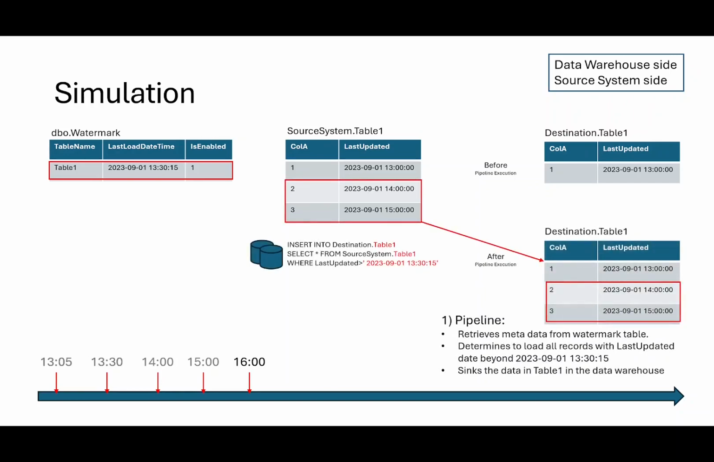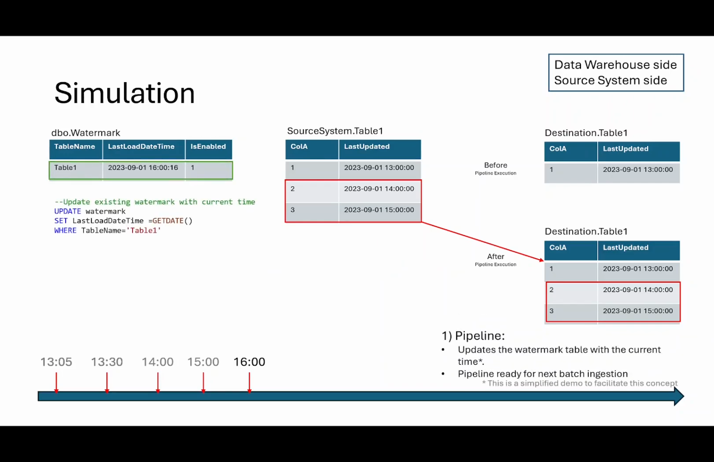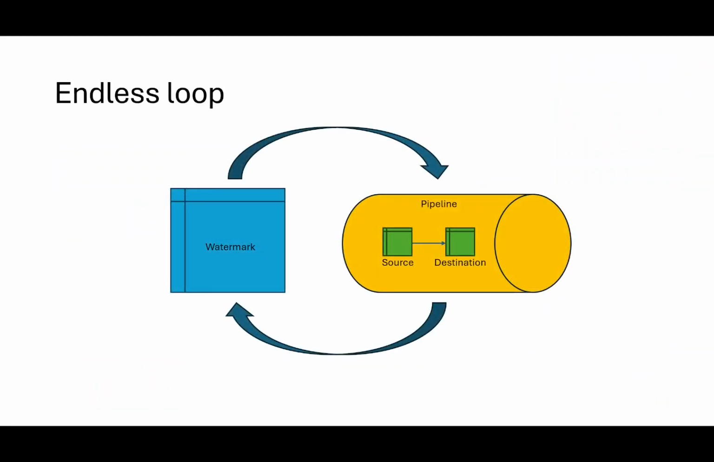The pipeline then goes again to the watermark table and retrieves the last load date time. It then determines to load all records with a last update date beyond 1:30, and then syncs the 2 records into the destination table. After that, the pipeline again updates the watermark table with the current date time. And on this goes in an endless loop. The pipeline always goes to the watermark table to retrieve the last load date time, and so it retrieves the data from the source and syncs it into the destination and updates the watermark table.